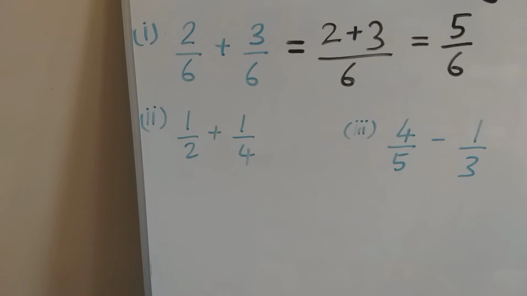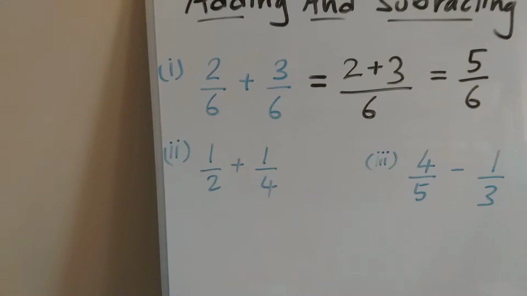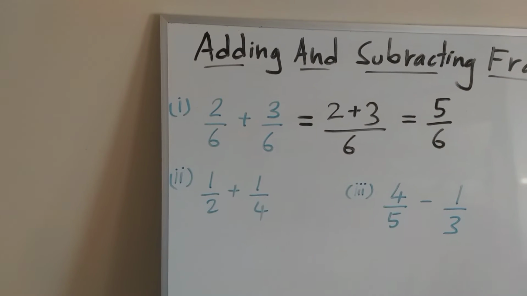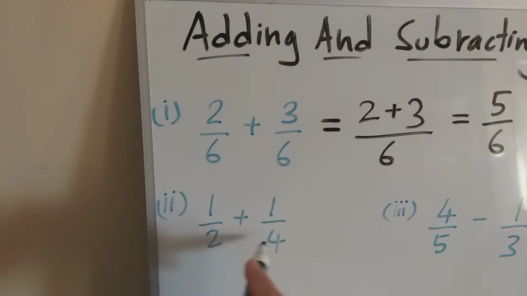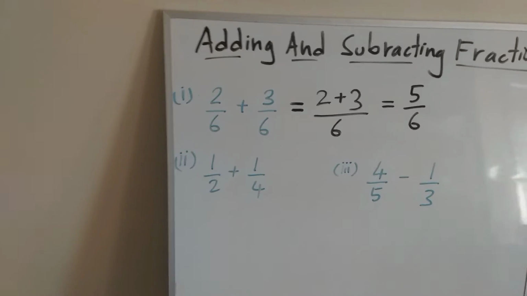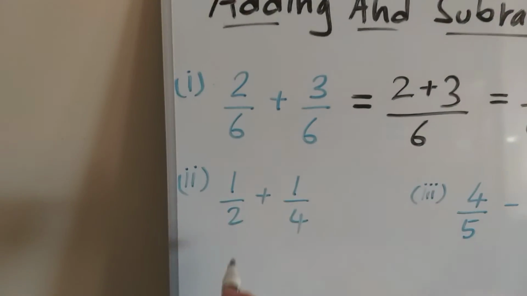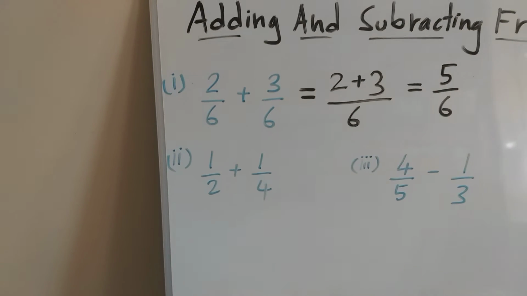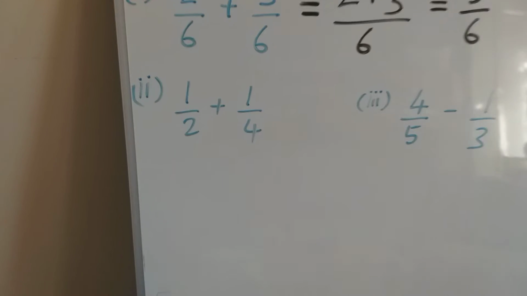Now the second one, we can see the denominators are different. This is a 2 and this is a 4. Now what we have to do is multiply one of them or both of them to get both the fractions to the same denominator. So we can keep this one over here as 1/4, but the first fraction, multiply it by 2. The numerator and the denominator multiplied by 2.